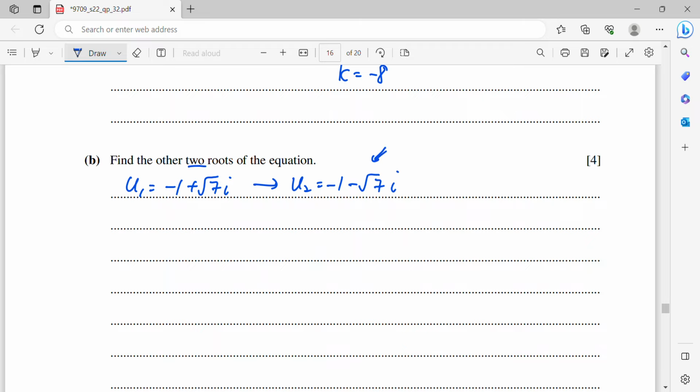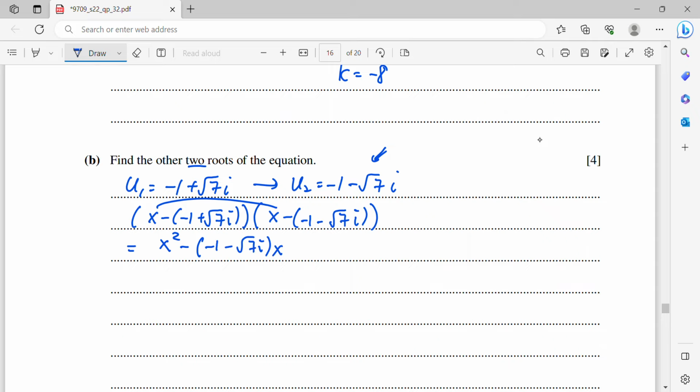But then now you need to find another two roots. Therefore, now I need to get the factors first. So x minus the first root, multiplied by x minus the second root, before I perform the polynomial division. So when I do expansion, x squared, then minus 1 minus square root 7i x, right? Then minus 1 plus square root 7i x, and then this is conjugate. Minus minus is a plus. Remember, we have a conjugate.